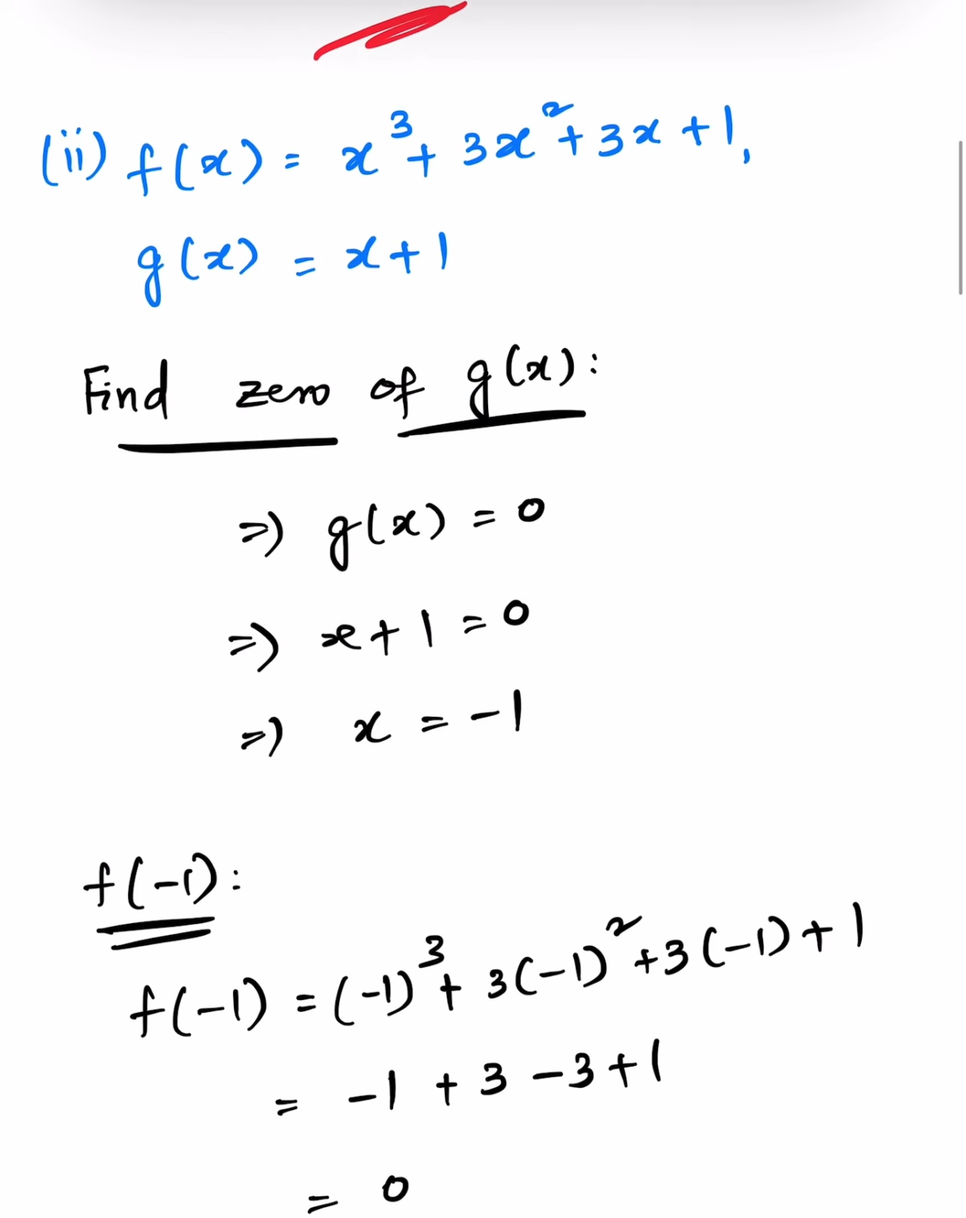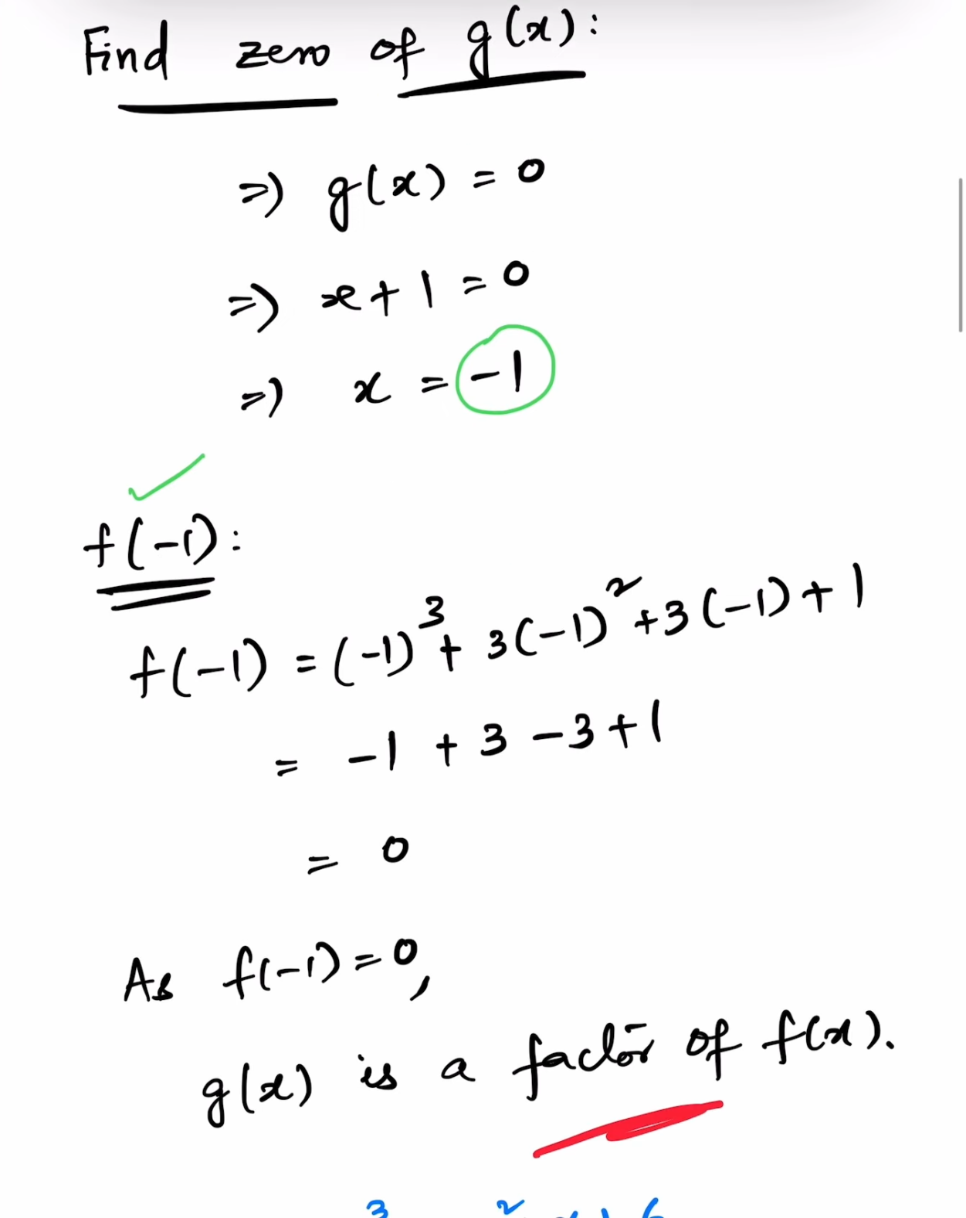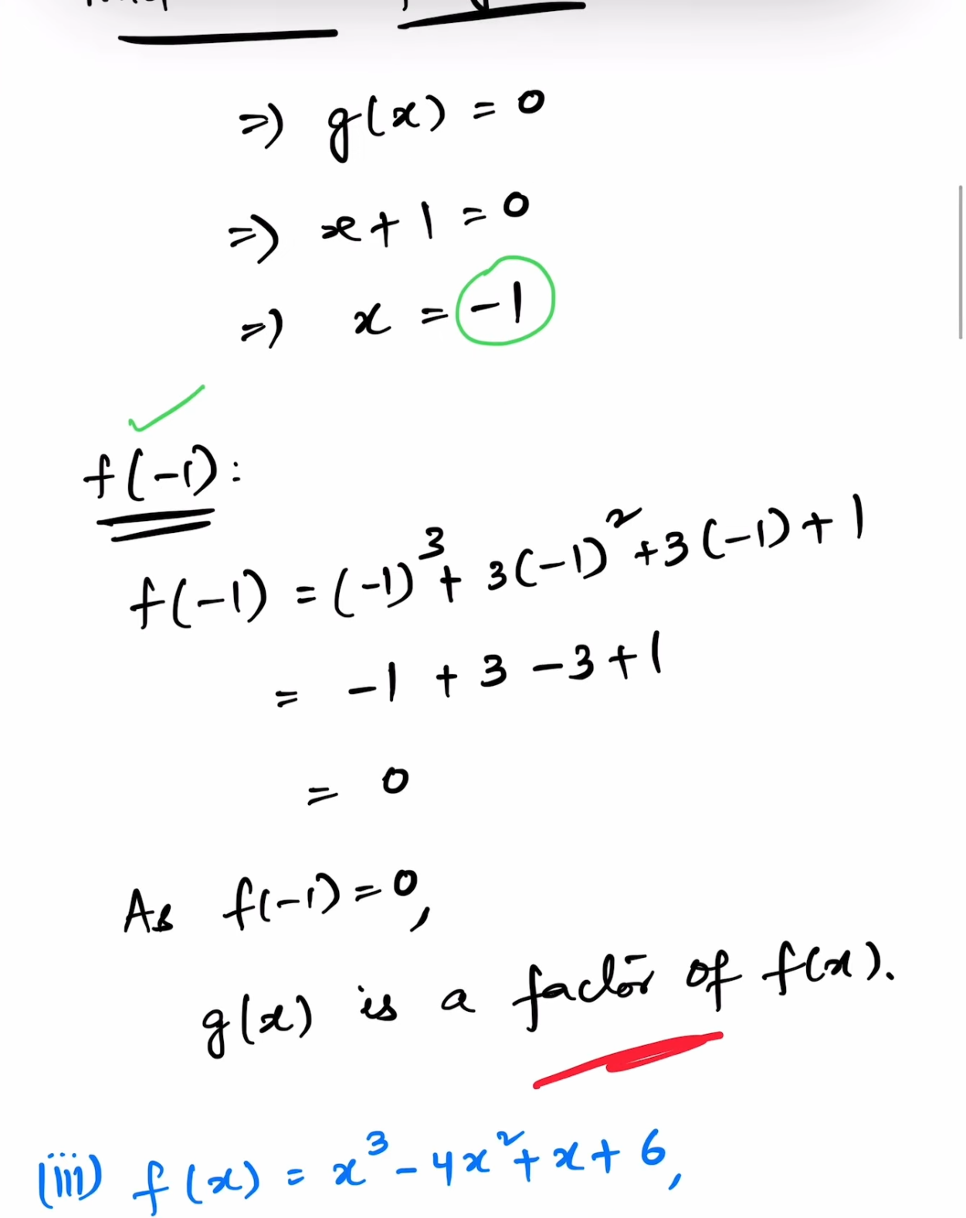Second bit, f of x equal to x cube plus 3x square plus 3x plus 1, g of x equal to x plus 1. So again, what is the 0 of g of x? It is minus 1. So we have to find f of minus 1. f of minus 1 equal to 0. So as f of minus 1 is 0, g of x is a factor of f of x.